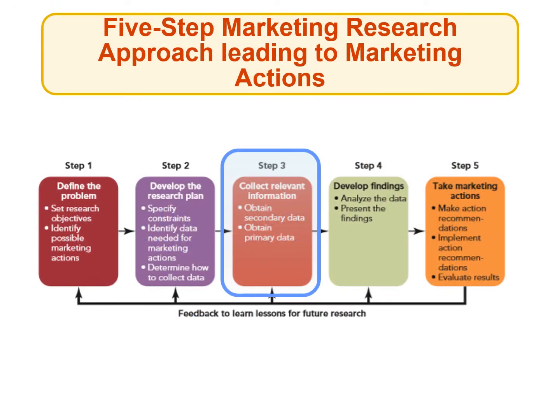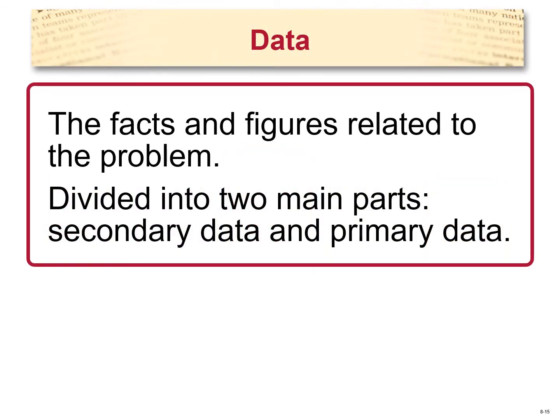Step number 3 is collect relevant information. So we need to collect data, as we call it. What is data? It is the facts and figures related to the problem, and this can be divided into two main parts: secondary data and primary data. So in marketing research, how do we provide solutions to the problems? It is by collecting data, that is collecting information, facts and figures, as we can see here.